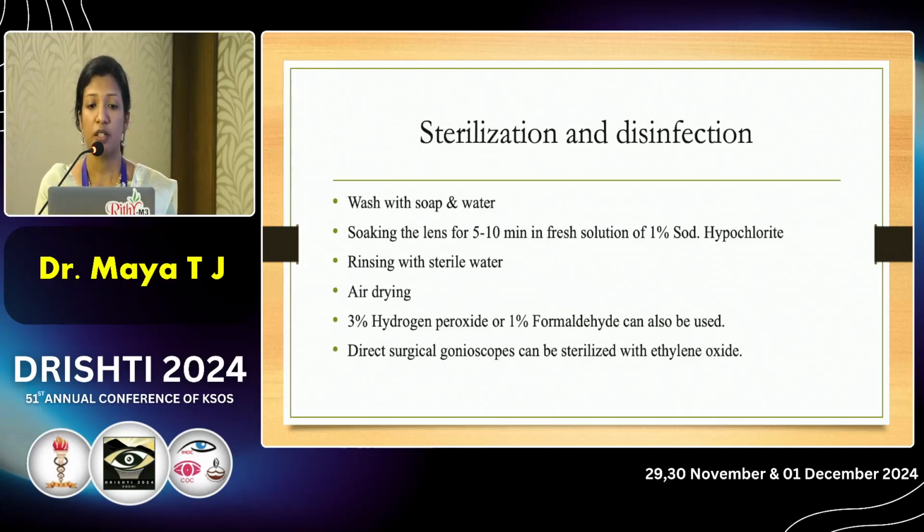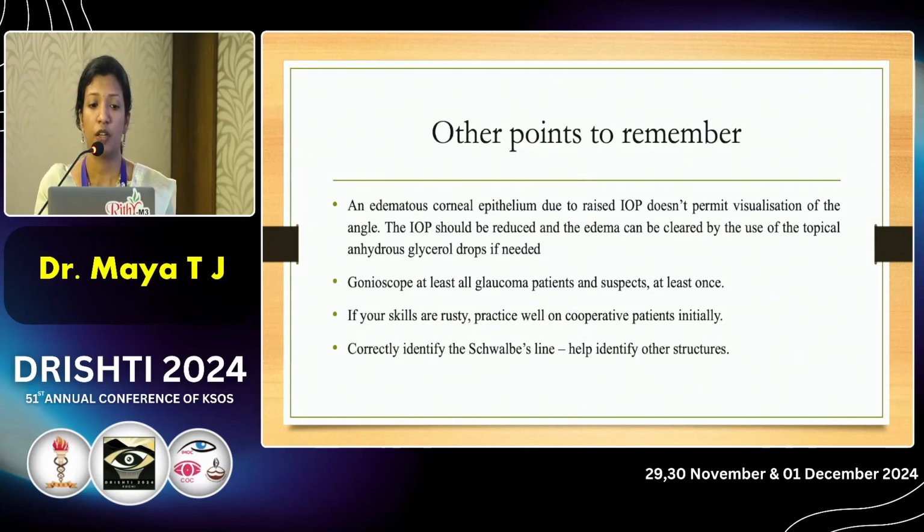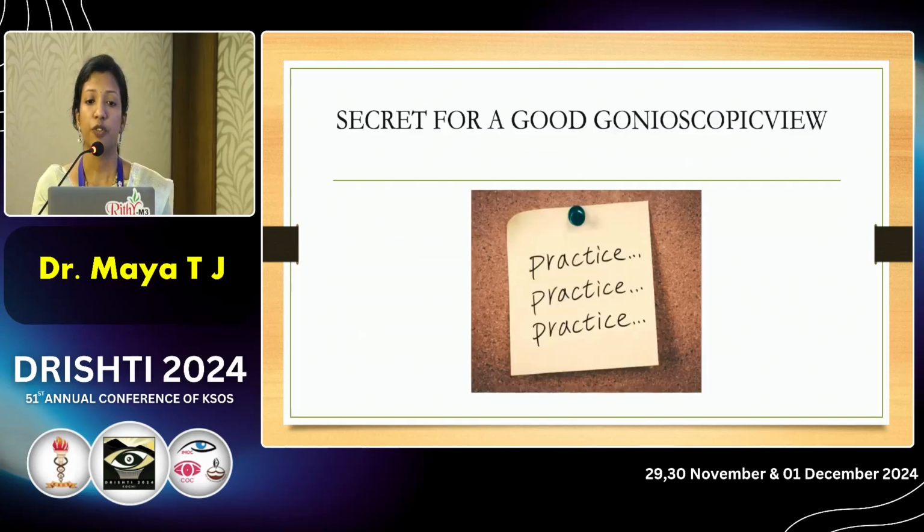Then sterilize the lens. So wash with soap and water, soak in 1% sodium hypochlorite for 5 to 10 minutes, rinse and air dry. The secret for a good gonioscopic view is practice, practice and practice. Thank you.